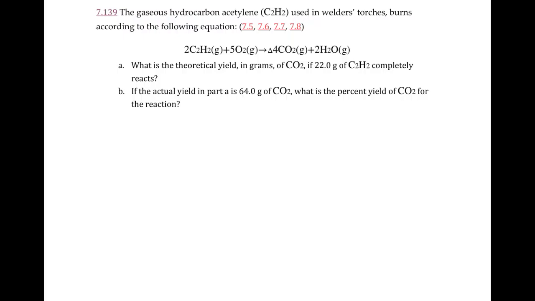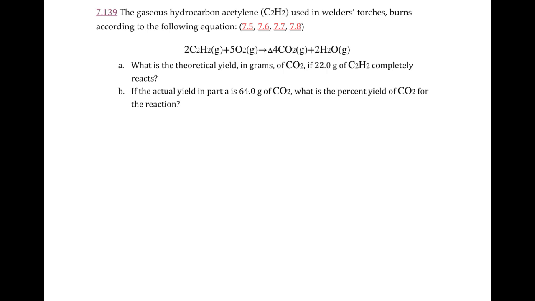Here's another question that deals with stoichiometry and practicing calculations. It also deals with theoretical yield and actual yield. So the question reads as follows. The gaseous hydrocarbon acetylene used in welders' torches burns according to the following equation. So if acetylene plus oxygen gives us carbon dioxide and water, the equation is balanced for us, and it says, what is the theoretical yield in grams of carbon dioxide if 22 grams of acetylene completely reacts?